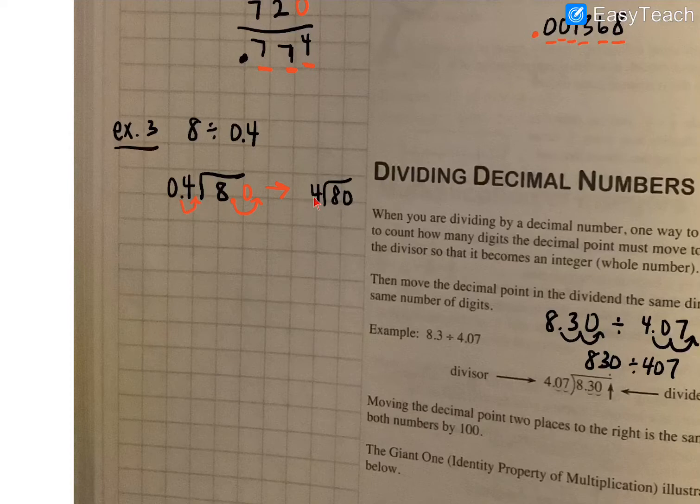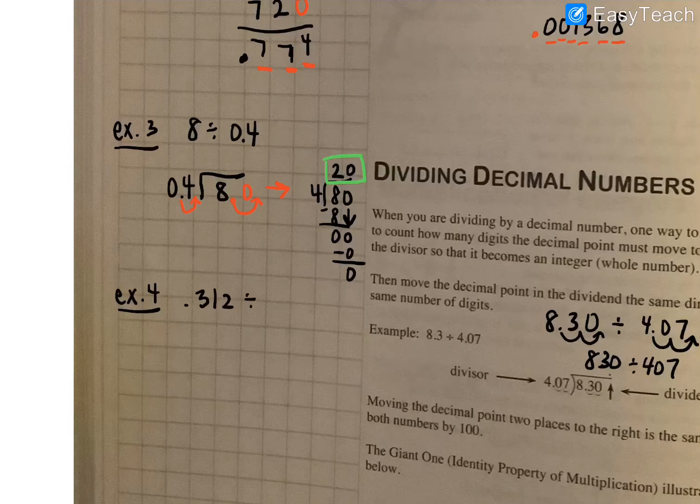All right, 4 goes into 8 twice. 2 times 4 is 8. Subtract them. Bring down the 0. 4 goes into 0 0 times. Okay. 0 times 4 is 0. And we're done. So my answer is 20. And again, I'm going through these pretty quickly. So if you are really struggling with long division, please let me know and I would love to help you. Okay, last example.